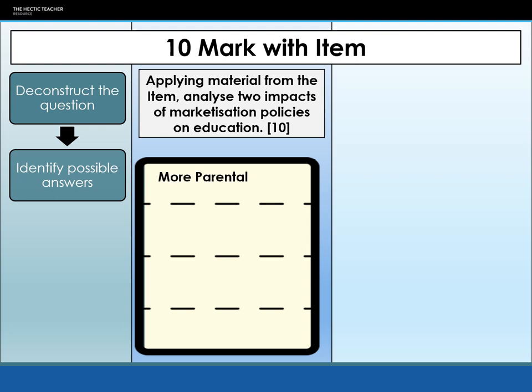For example, we've got the fact that there is more parental choice. Parents can now choose the best school for their child. They have more choice over the type of education their child receives. And we've also got more competition between schools through policies such as league tables, Ofsted reports, and funding formula. All of these have created more competition between individual schools. So what we need to think about when we're thinking of our points is how has marketisation impacted education, not what policies there have been for marketisation.